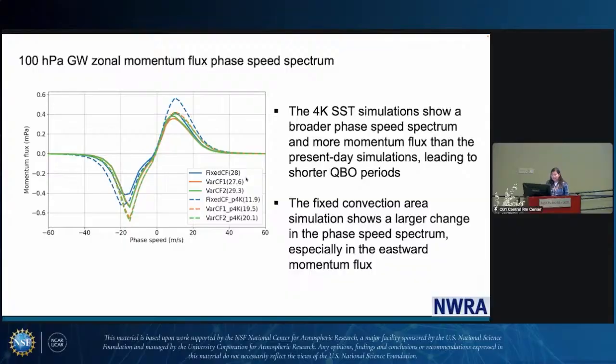And next, we did an offline Beres scheme calculation looking at the 100 hectopascal gravity wave zonal momentum flux phase speed spectrum. And what we see here is that the 4K SST simulation shows a broader phase speed spectrum and more momentum flux than the present day simulation, and this leads to a shorter QBO period. And the fixed convective area simulation shows a larger change in the phase speed and the momentum flux compared to the prognostic convective area simulations.